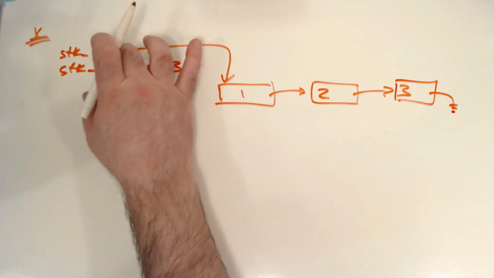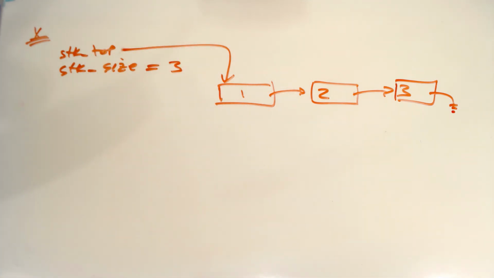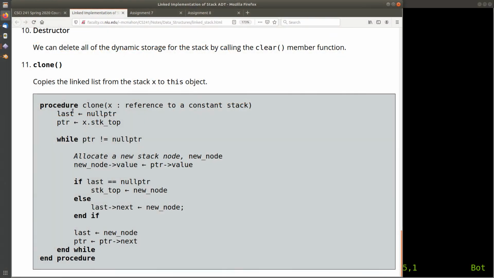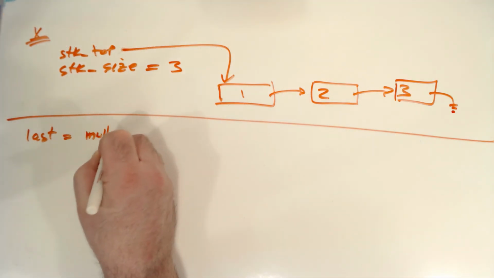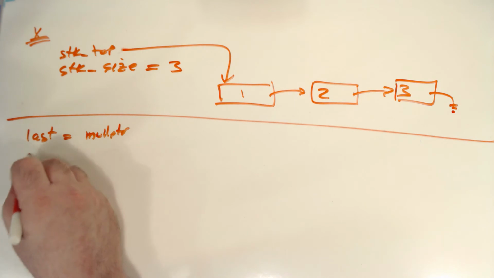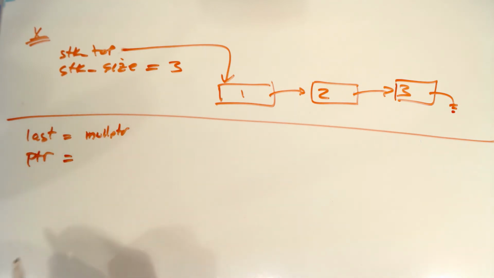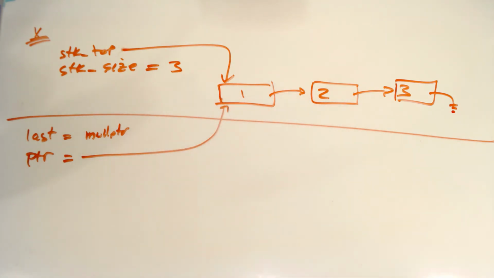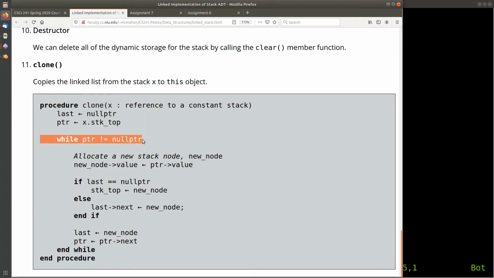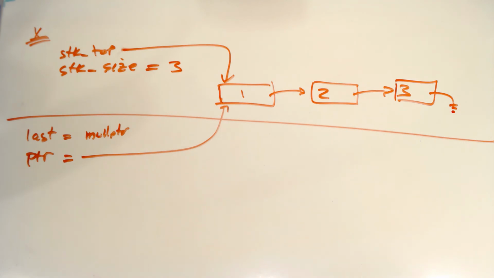Okay, so let's say this is what our X looks like. We want to make a copy of this particular list. So let's go through the code and see what it does. Now, the first thing this loop is going to do is set up some temporary variables that we use to control our loop with. So let's just set those up. Last equals null pointer. And we have a pointer which equals what? X stack top. So this guy is going to point to here, before the while loop starts running. So the while loop starts going, and it says while pointer is not equal to null pointer, which is true because pointer clearly now points to an actual node.